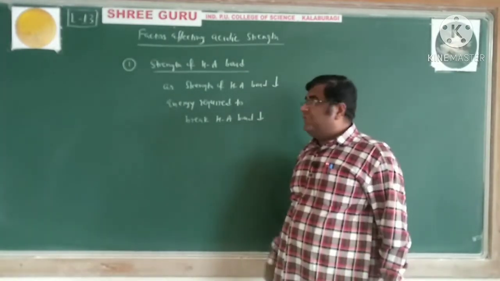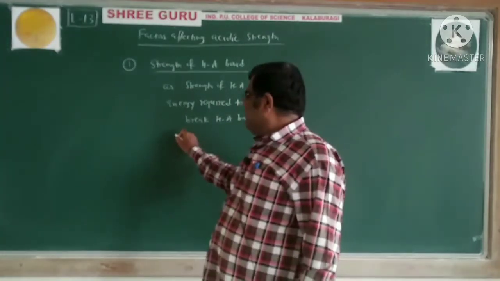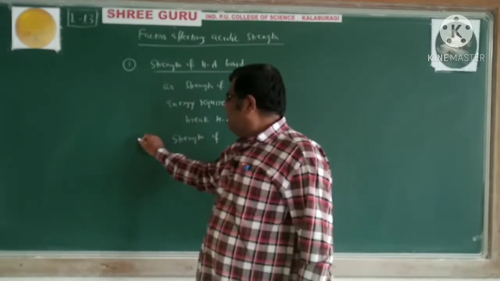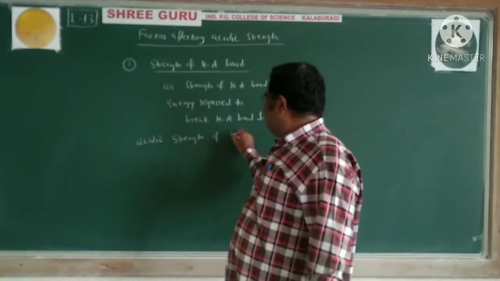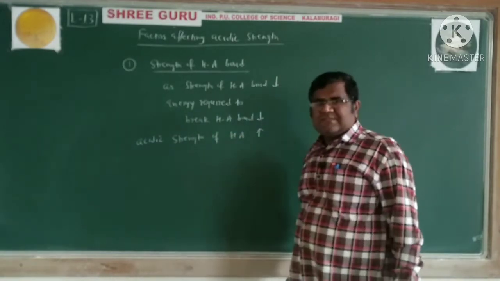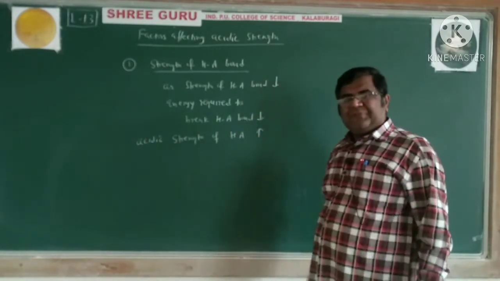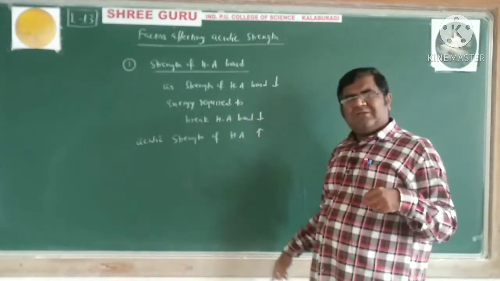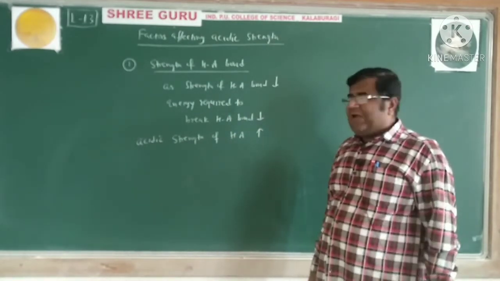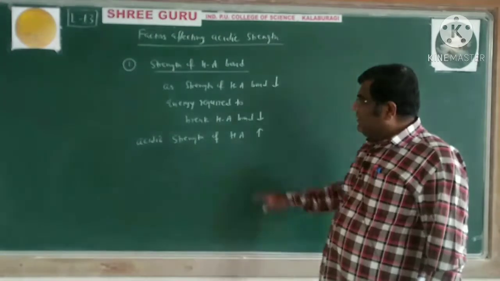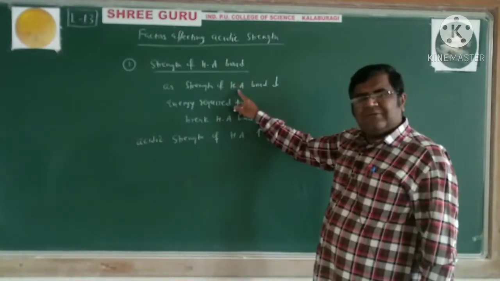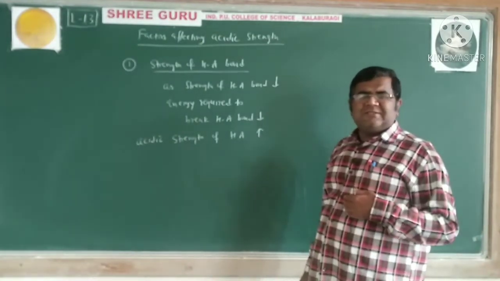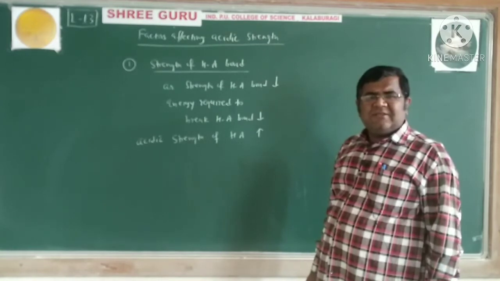Strength is weak here. And that's why we can say that the acidic strength of HA increases. Means it is inversely proportional. If stronger is the HA bond, weaker is the acid. If weaker is the HA bond, stronger is the acid. Why we say so? Because if this bond is easily broken, then only H plus ion can be removed. And when H plus ion is removed, we call this release. We call it as substance is in acidic state.